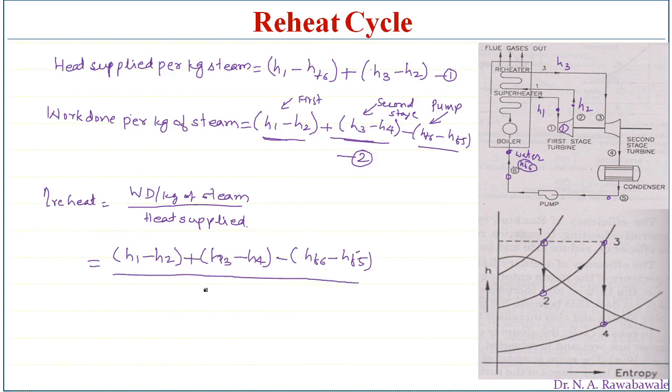Heat supplied is given by H1 minus HF6 plus H3 minus H2. If we want to find this efficiency in percentage, then we have to multiply it by 100, then it will be efficiency in percentage.